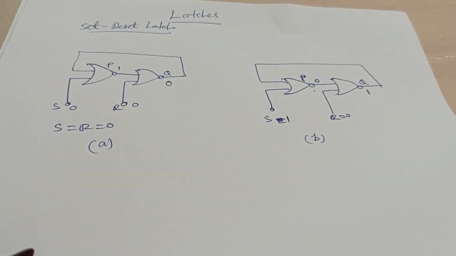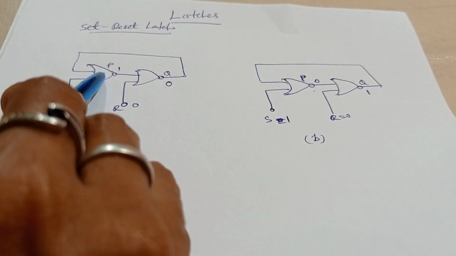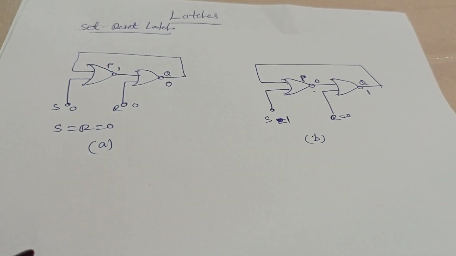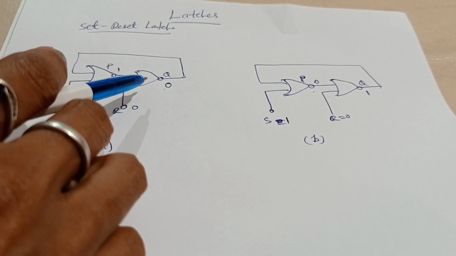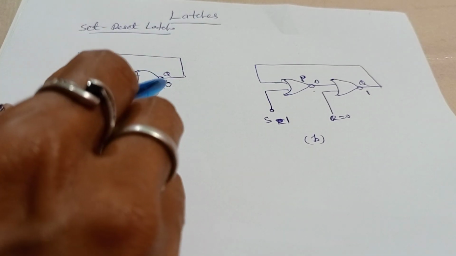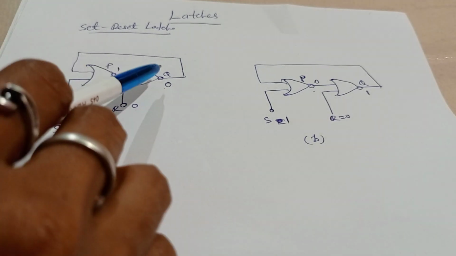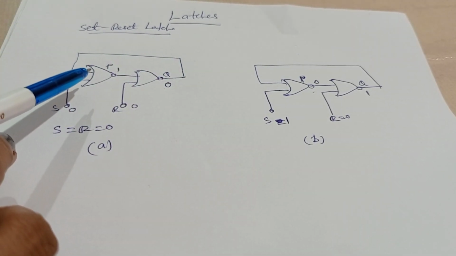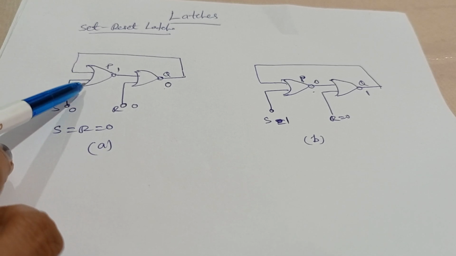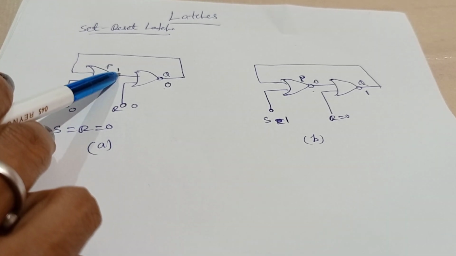This is a stable condition of the circuit because here P equal to 1 feeds into the second gate, forcing the output to be Q equal to 0. Now this is fed again to the first gate, thereby allowing its output to be 1. This is the first case.